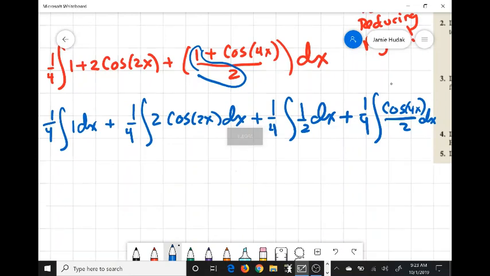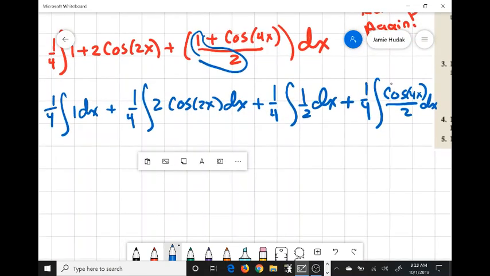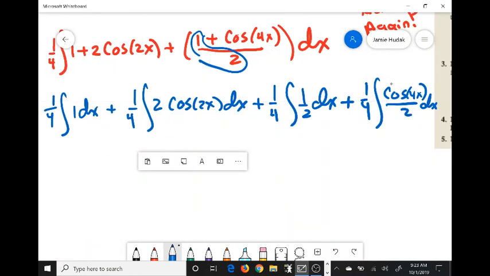Zoom out a little bit so everything fits. Okay, so this first one's easy. The antiderivative of 1 is x, so we have x over 4.